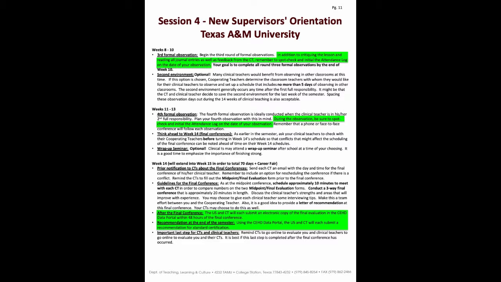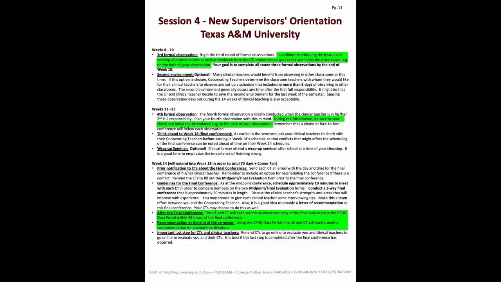Also, there is a reminder about thinking ahead to week 14, as well as information about a wrap-up seminar, which is optional. Week 14 may extend into week 15 in order to total 70 days plus career fair. There's information here about prior notification to cooperating teachers about the final conferences, also the guidelines for the final conference.